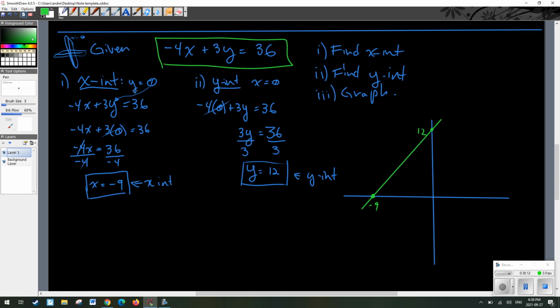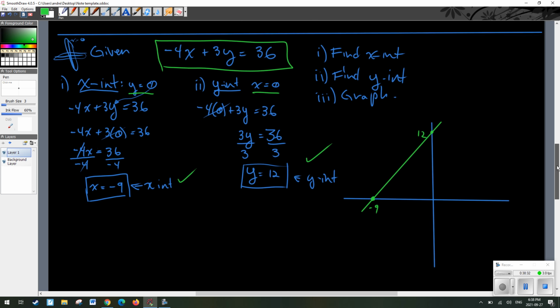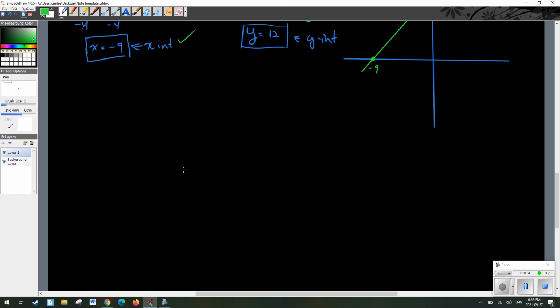Okay? So think about the process we followed. If I have an equation and want to find the x-intercept, I know the y value must be 0. If I want the y-intercept, I want the x value to be 0. You solve for them. We've got our x and our y-intercept. We can put them in, plot them, and then we can make a graph. Let's try one more. This time I'm going to give you some time to try it on your own.